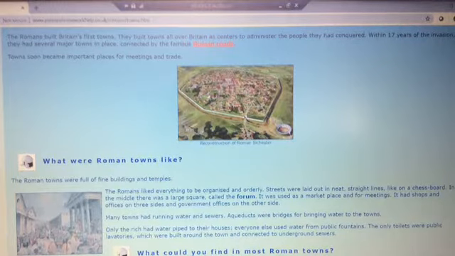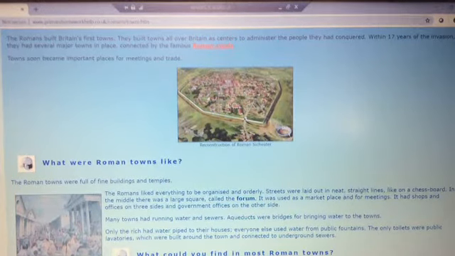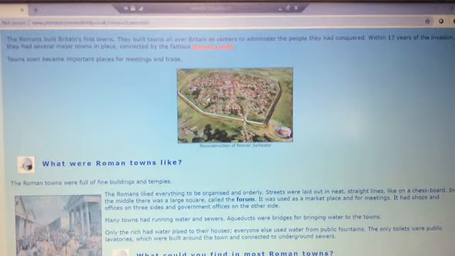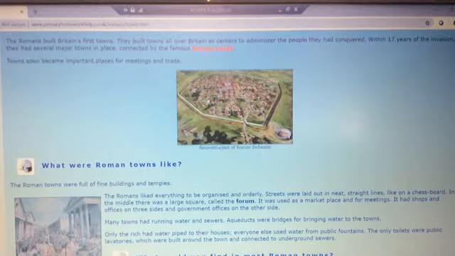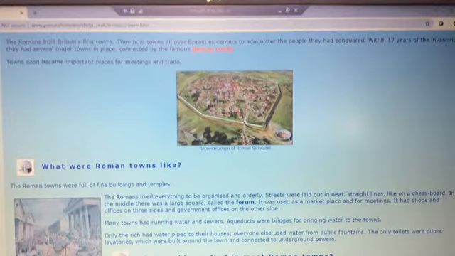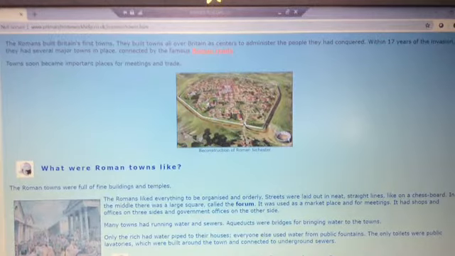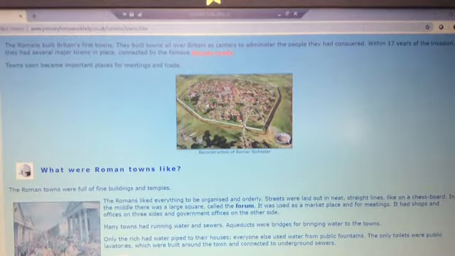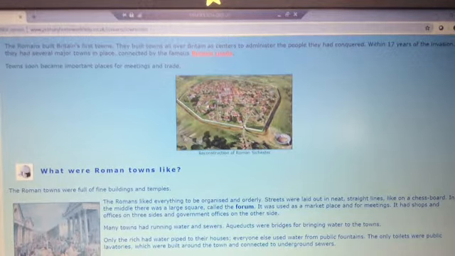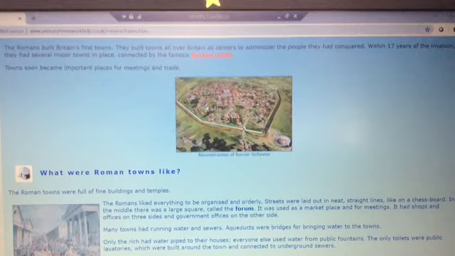So what were Roman towns like? The Roman towns were full of fine buildings and temples. The Romans liked everything to be organised and orderly. Streets were often laid out in very neat, straight lines, like on a chessboard. In the middle, there was often a large square called a forum. It was used as a marketplace and for meetings. It was often very busy. It had shops and offices on three sides, and usually the government offices were on the other side.